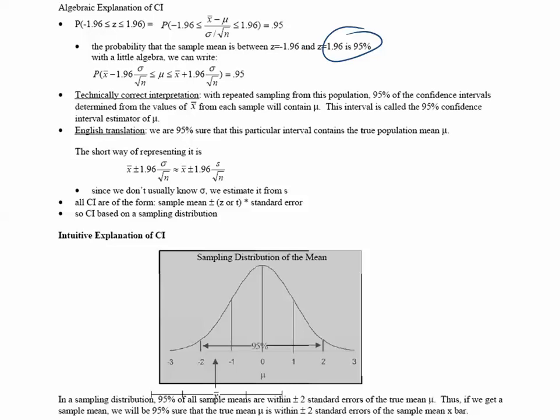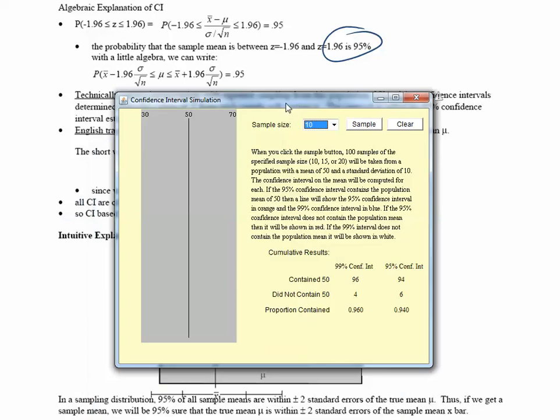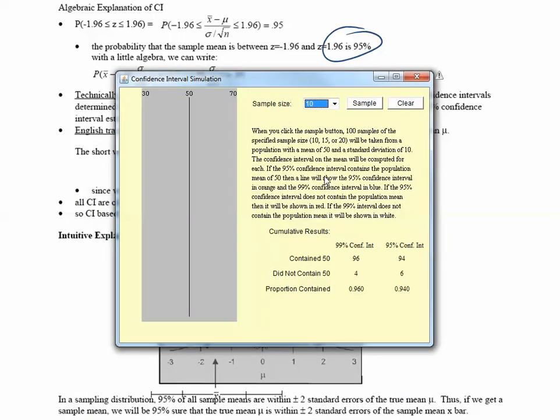To give you an idea of the difference between the technical version and the English interpretation, I have this Java applet that we'll discuss more in class. It has a distribution with a mean of 50, and it grabs a sample from this distribution, knowing that the standard deviation is 10. It draws a confidence interval around the sample. Then, given that we know the true population mean is 50, it counts the number of samples that contain the true population mean.